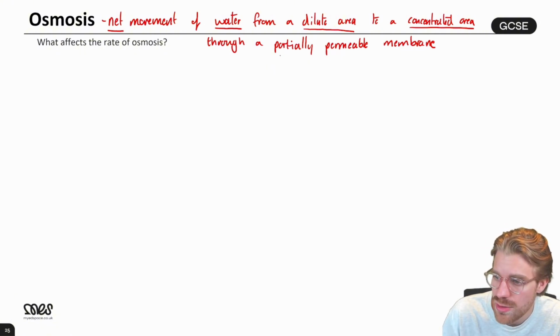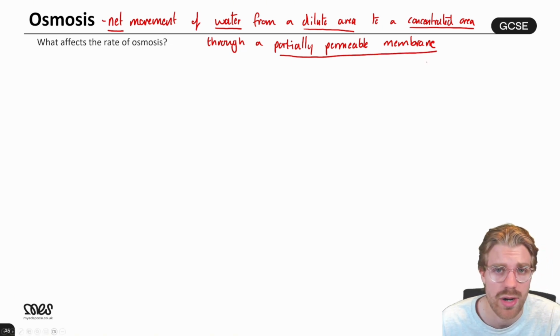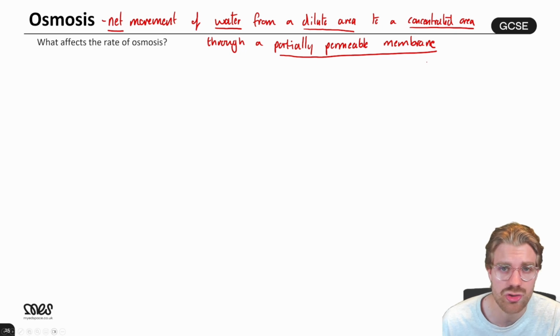And then we also say through a partially permeable membrane. An example of a partially permeable membrane would be the cell membrane. It controls what goes in and out of the cell. Some things can pass through it, like water. Other things cannot pass through it.